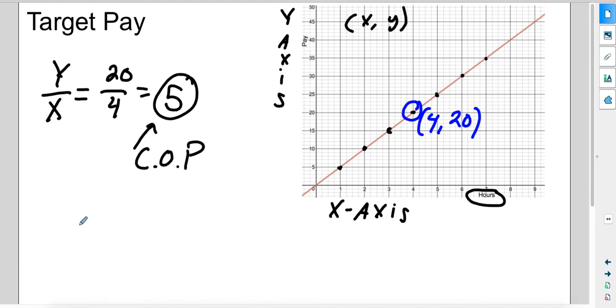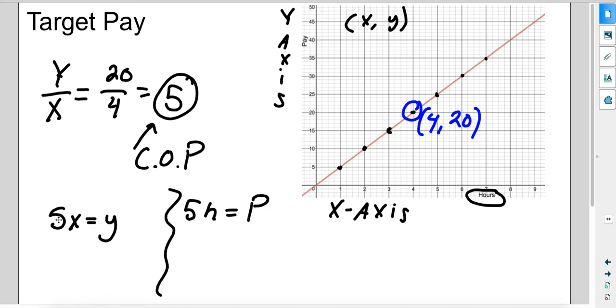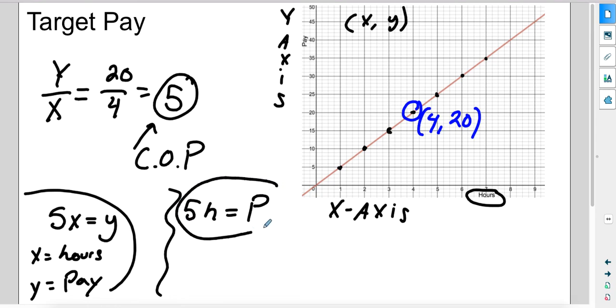So in this case, my equation would be 5 times x equals y, or I could also say 5 times my hours equals my pay. But remember, if I use the x and y, I have to label that x is the number of hours and y is the pay. So again, you can take this as your answer or this as your answer if you're looking for an equation.